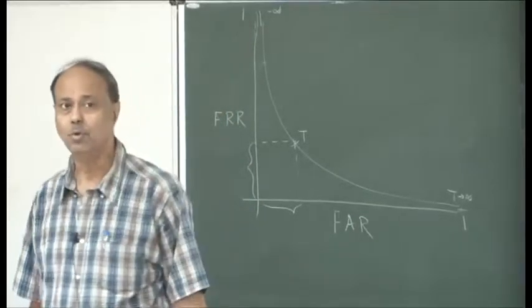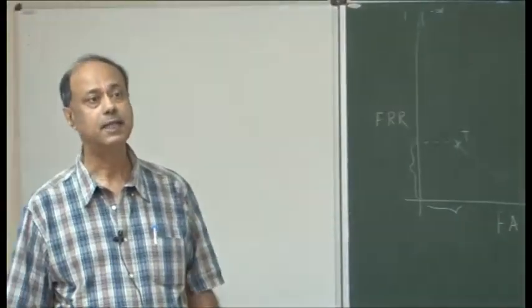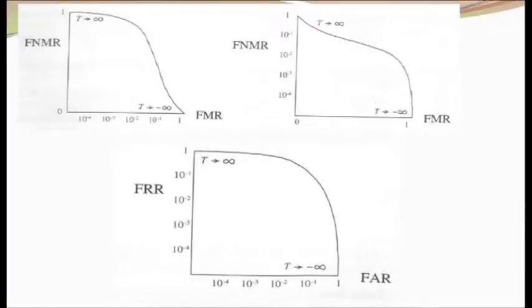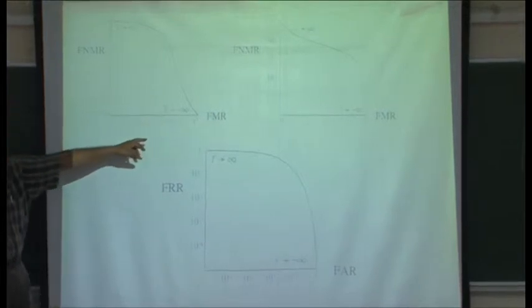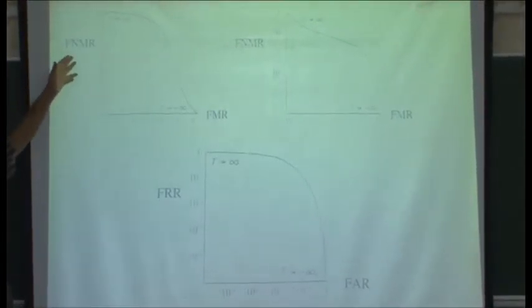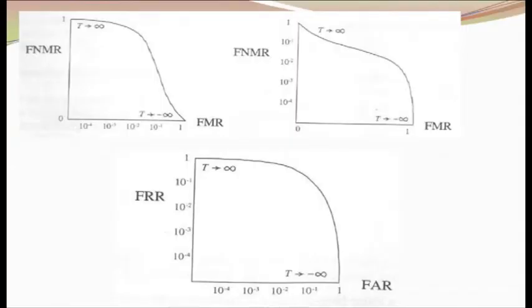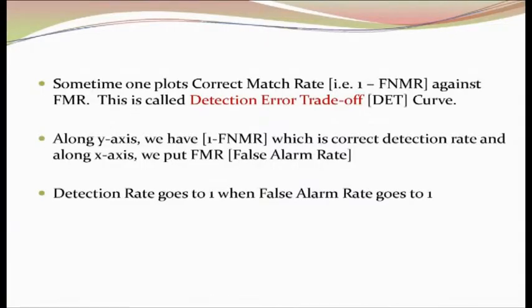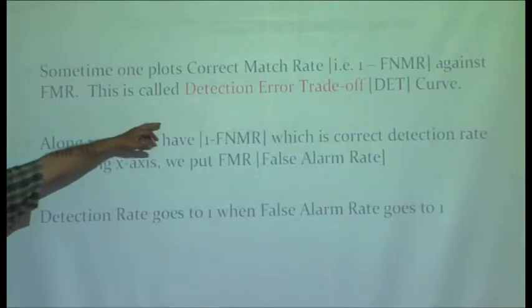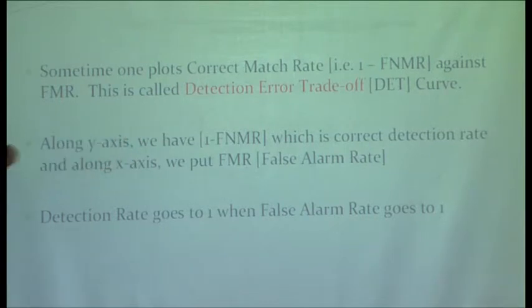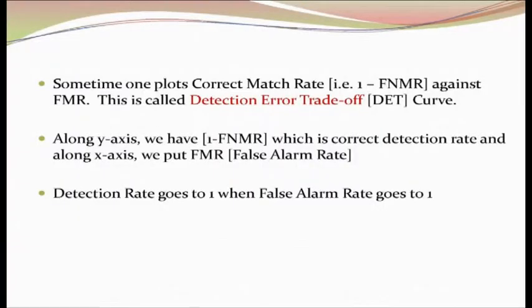So, what do we do? Sometimes we introduce the log graph. The log graph can be with respect to FAR, maybe with respect to FRR, maybe on both sides, depending upon the database size. Another graph is the detection error trade-off graph, which is known as DET.